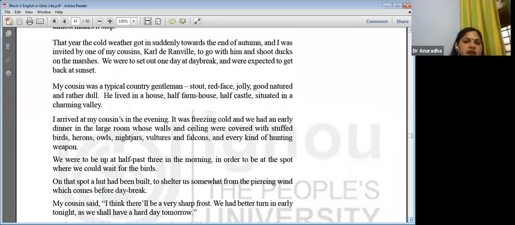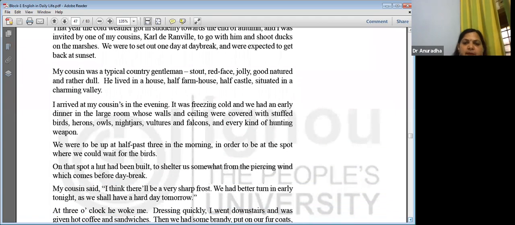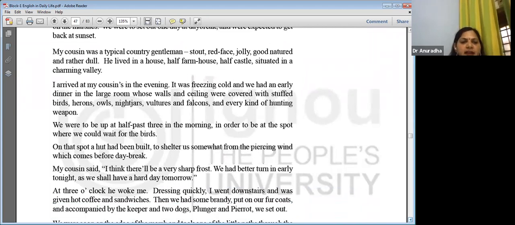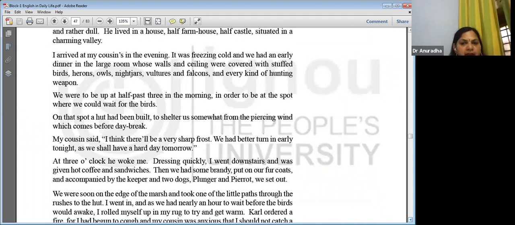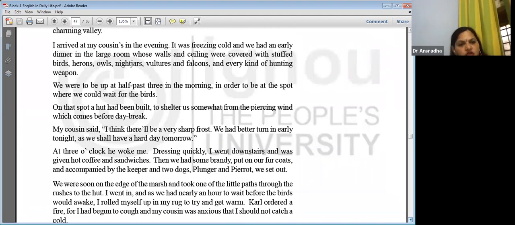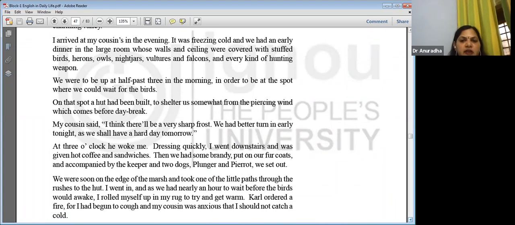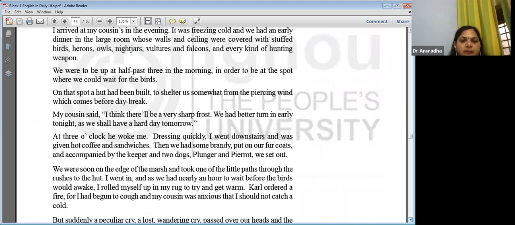My cousin was a typical country gentleman, stout, red-faced, jolly, good-natured, and rather dull. He lived in a house, half farmhouse, half castle, situated in a charming valley. I arrived at my cousin's in the evening. It was freezing cold, and we had an early dinner in the large room, whose walls and ceilings were covered with stuffed birds, herons, owls, nightjars, vultures, and falcons, and every kind of hunting weapon.